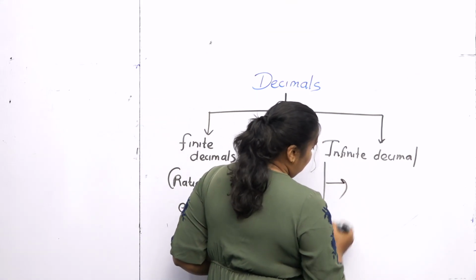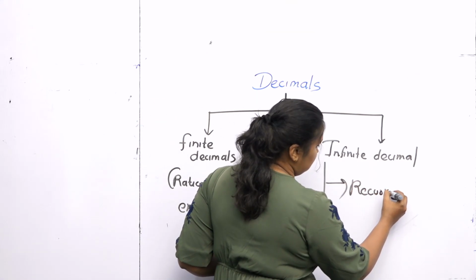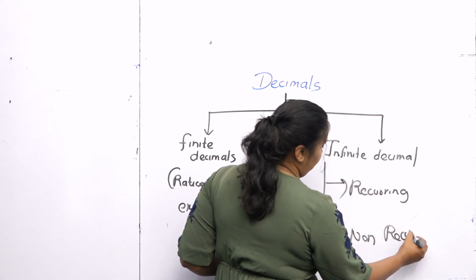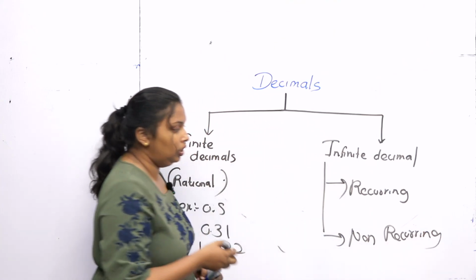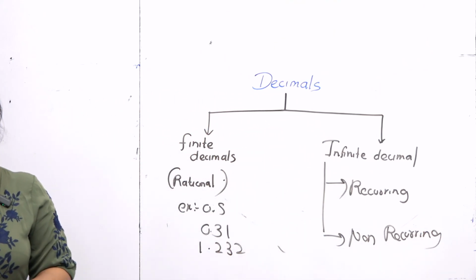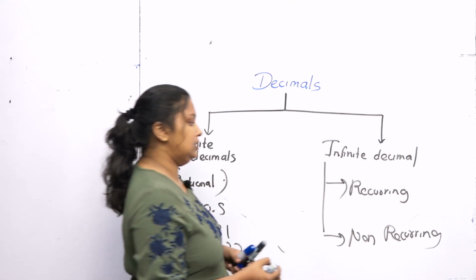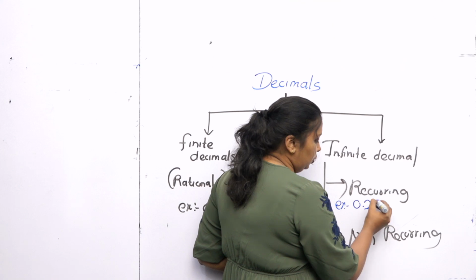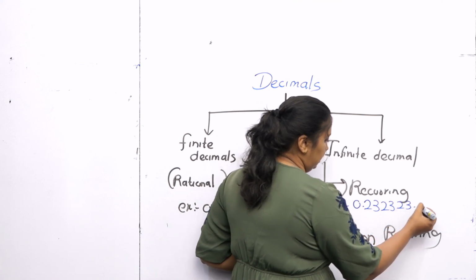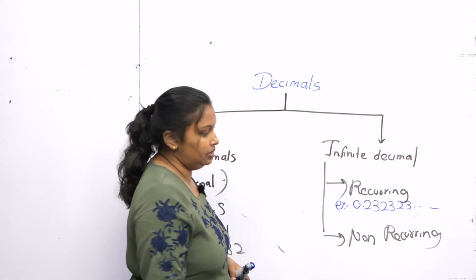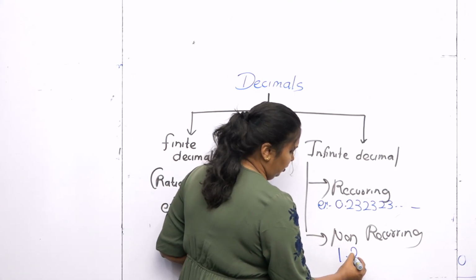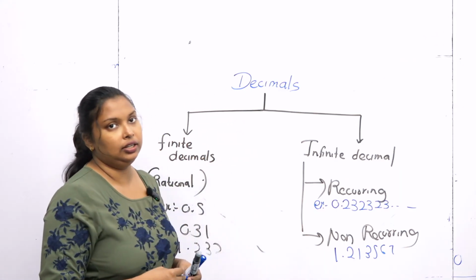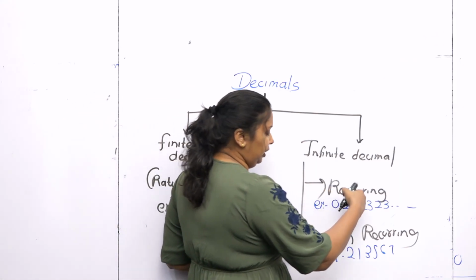There are two types. The first type is recurring decimals, and the next one is non-recurring decimals. You may have done recurring decimals at O-Level also, right? Recurring decimals means, see the example, 0.232323. This repeats. These are recurring decimals. Non-recurring decimals means 1.2135. You don't have any pattern, it's just not recurring. Clear?